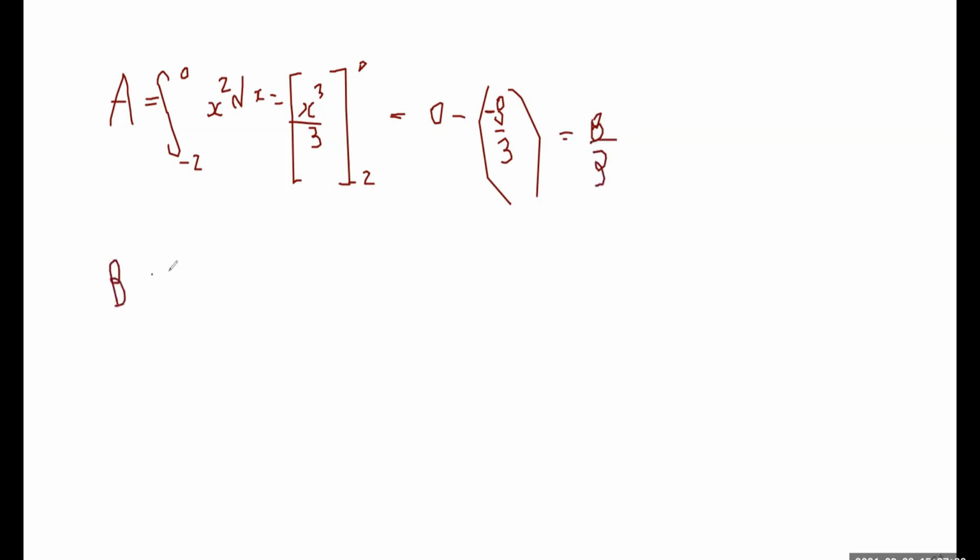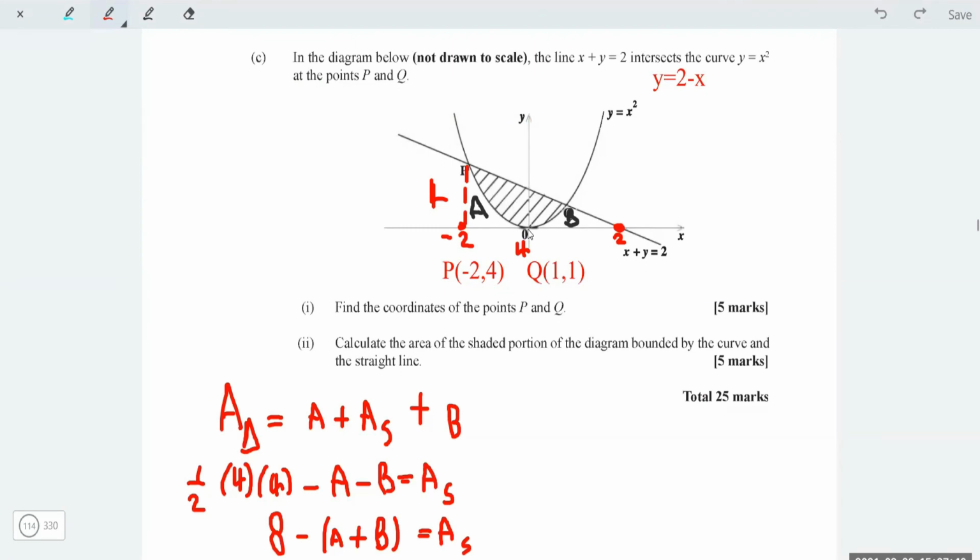Now B can be a little bit more complicated. Looking at the diagram, we can see that for B, we have to integrate the curve from 0 to Q, which is 1, and then we integrate the line. You might say, what? Yes, to find B, we need the area under the curve. We integrate the curve from 0 to 1, plus then integrate the line from 1 to 2.